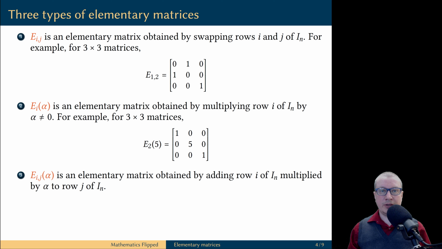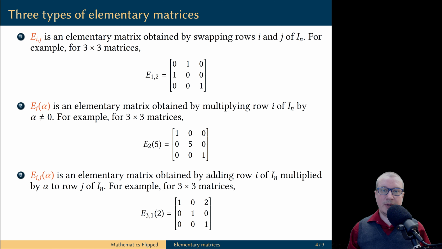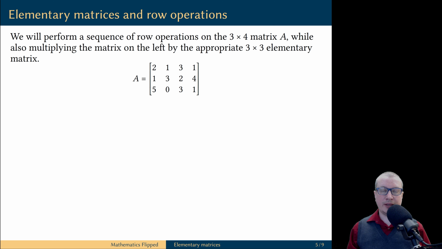Finally, an elementary matrix Eij(alpha) is obtained by multiplying row i of the identity matrix by scalar alpha and adding the result to row j of the identity matrix. Here's an example. This matrix was obtained by multiplying row 3 of the identity matrix by 2 and adding the result to row 1. Let me now illustrate that performing row operations on a matrix is the same as multiplying this matrix on the left-hand side by the corresponding elementary matrix.